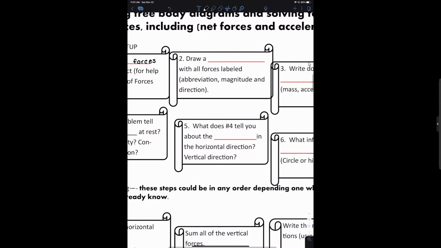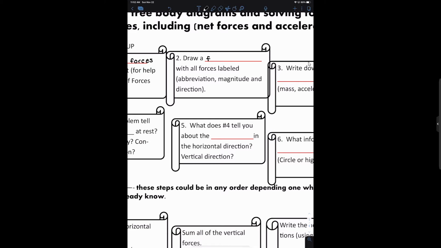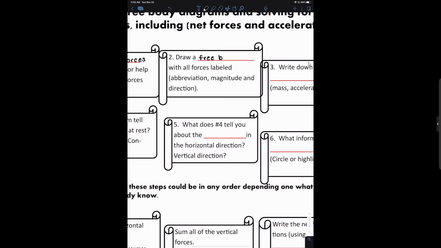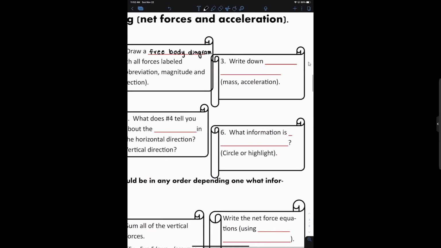The second step is drawing a free body diagram with all those forces labeled. We want to be sure we include the appropriate abbreviations so we're consistent. If we have any magnitudes that we can put down, we want to include that, and any directions that we know of when we're starting. Step 3, write down any additional information that you were given, such as mass or acceleration, so that you write down all of your known information right from the beginning.